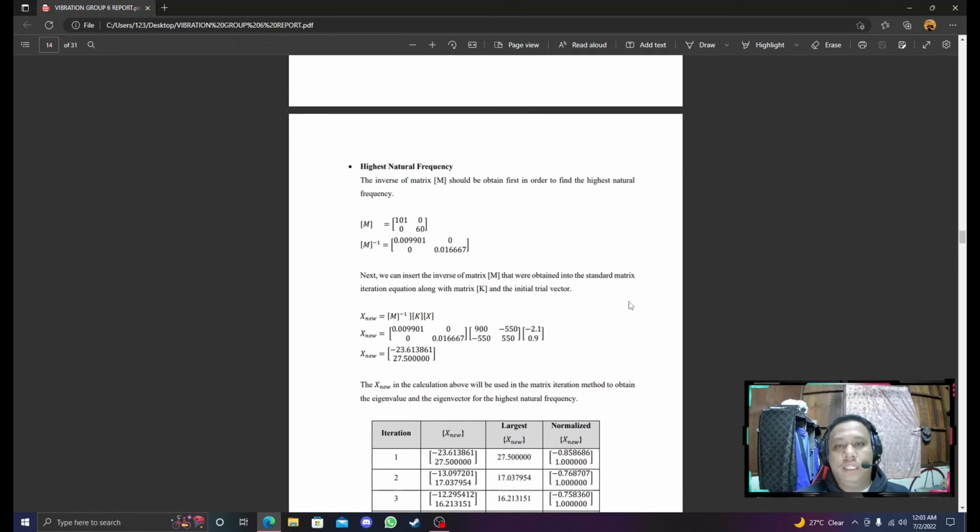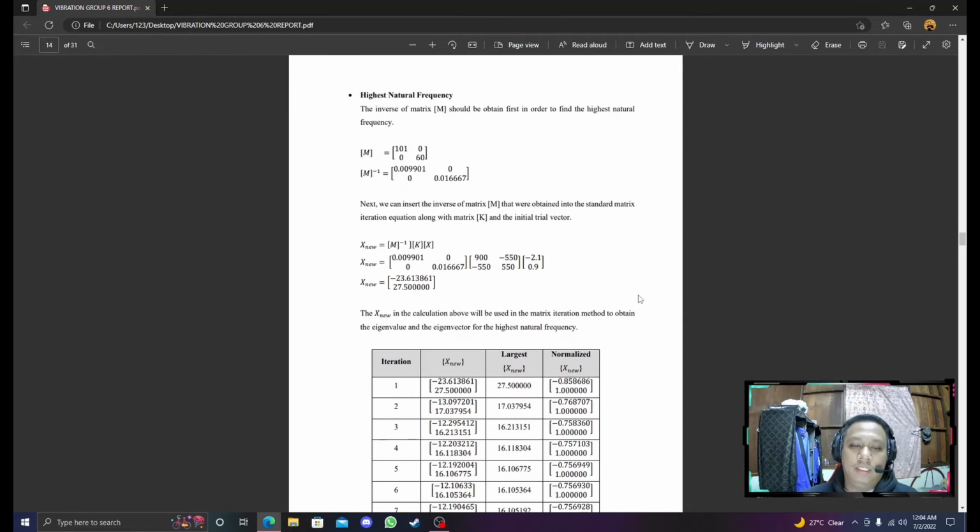Okay, the highest natural frequency. The inverse of matrix M should be obtained first in order to find the highest natural frequency. As you can see, M equals 101, 0, 0, and 60. M inverse equals 0.009901, 0, 0, and 0.016667. Next, we insert the inverse matrix into the standard matrix iteration equation along with matrix K and the initial trial vector.